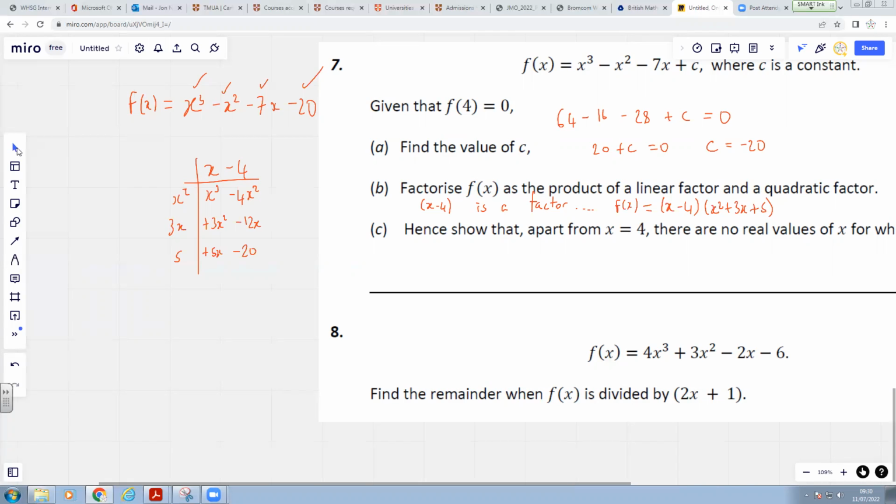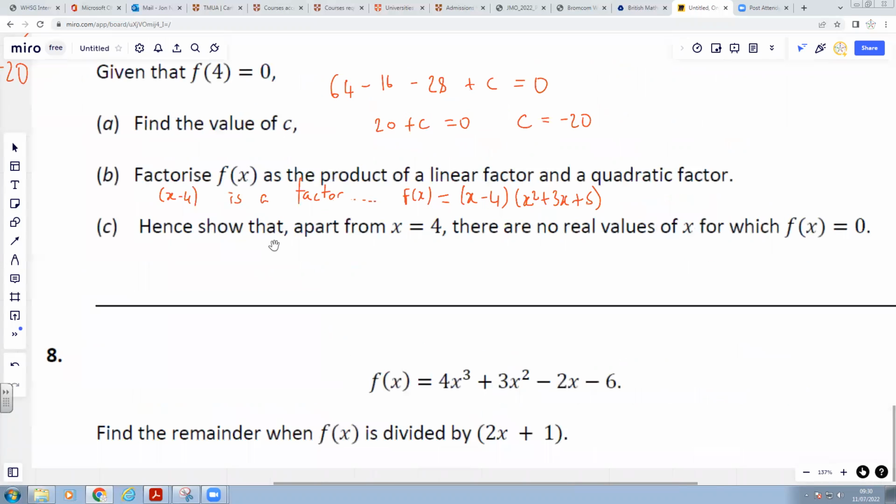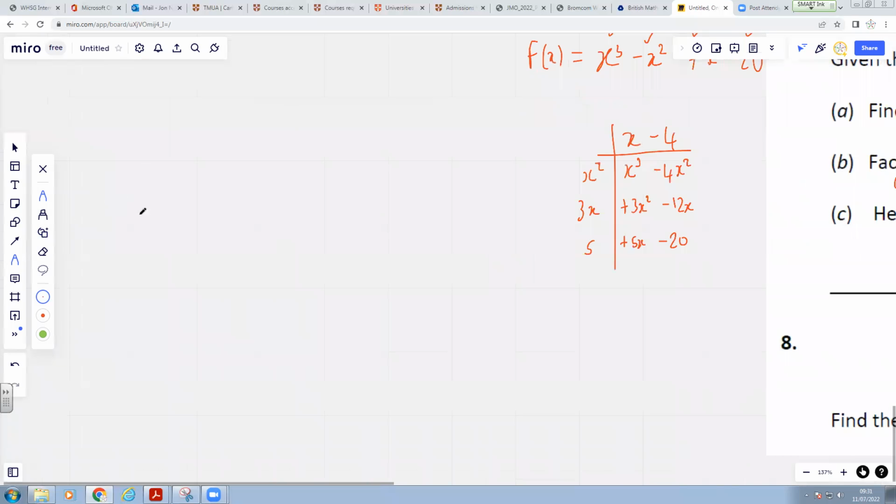Cool. And now the interesting bit, I can see it looking ahead. Show that apart from x equals 4, there are no real values of x for which f of x is 0. Now, this is bringing up an important aspect of cubics. Cubics can do three things with the roots.